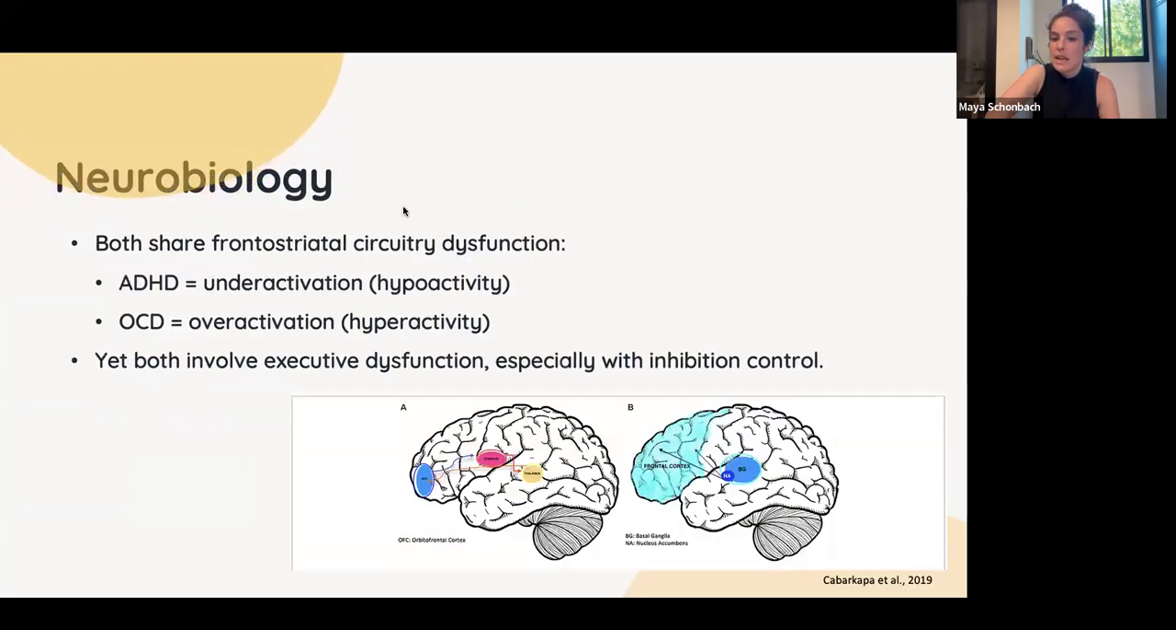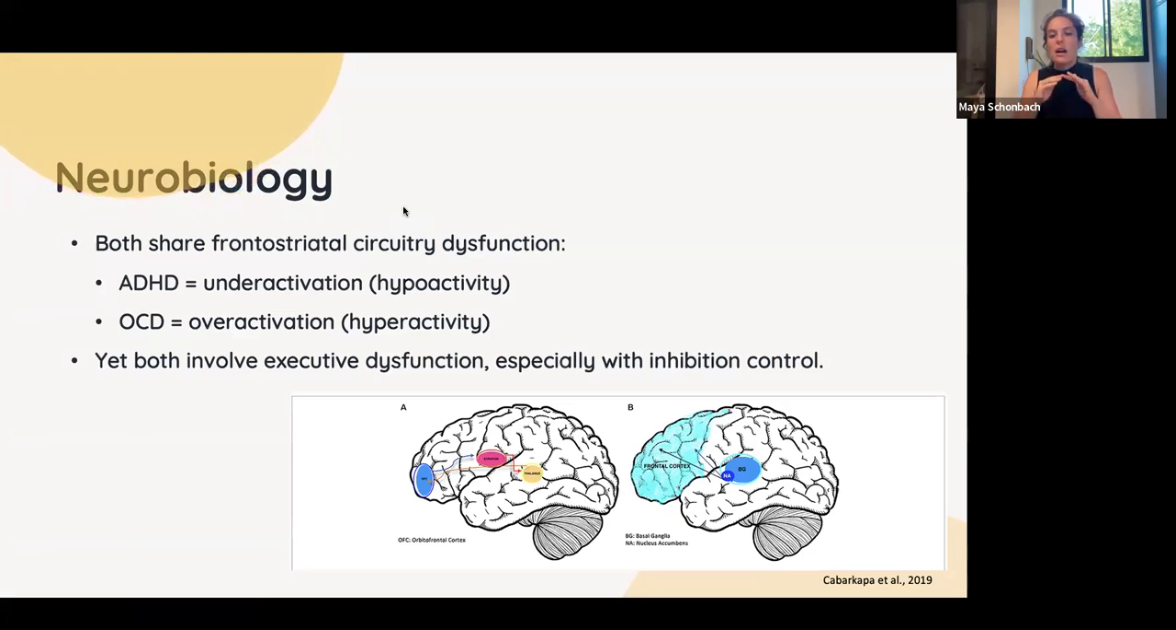So this is very interesting, because both disorders involve something that we call frontostriatal circuitry dysfunction. That's kind of the brain system that's responsible for things like focusing, planning, controlling impulses. And here's what's interesting: in ADHD, this system tends to be underactive. So that leads to distractibility, impulsivity, having difficulty with sustained attention. And then in OCD, it's actually overactive. So that fuels the obsessive thinking and all the compulsive behaviors.